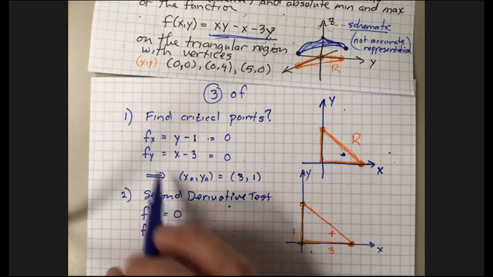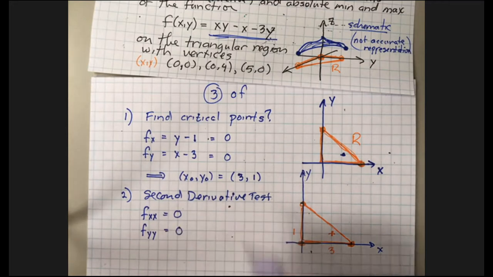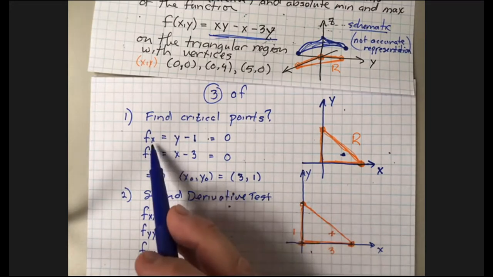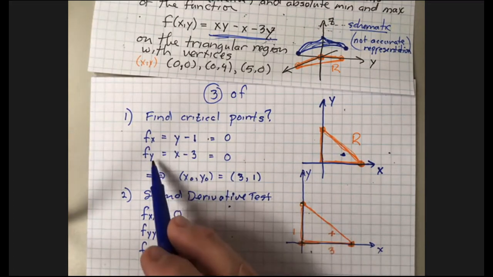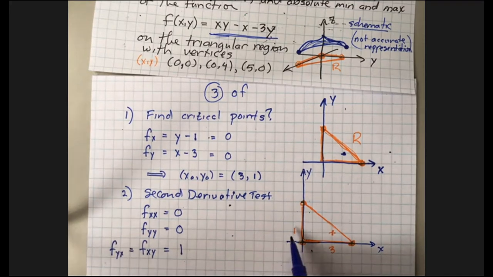Fyy, the second derivative: the first derivative of f with respect to y, differentiated again with respect to y, is also 0. But fxy, taking the derivative of the x derivative with respect to y, I get 1. Notice also if I take the first order partial with respect to y and then with respect to x, I also get 1. These are the same in this case of nice continuous second order and first order partials.